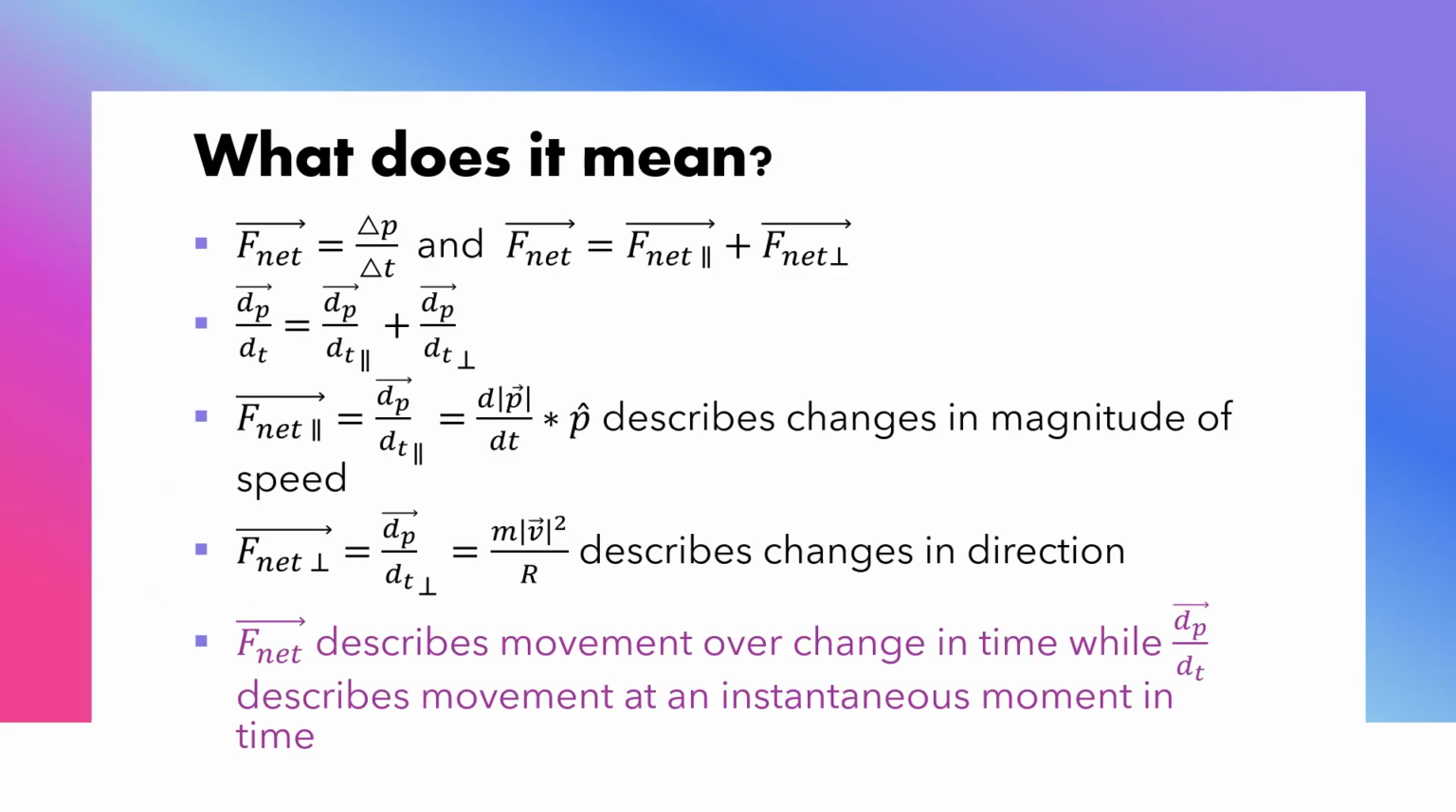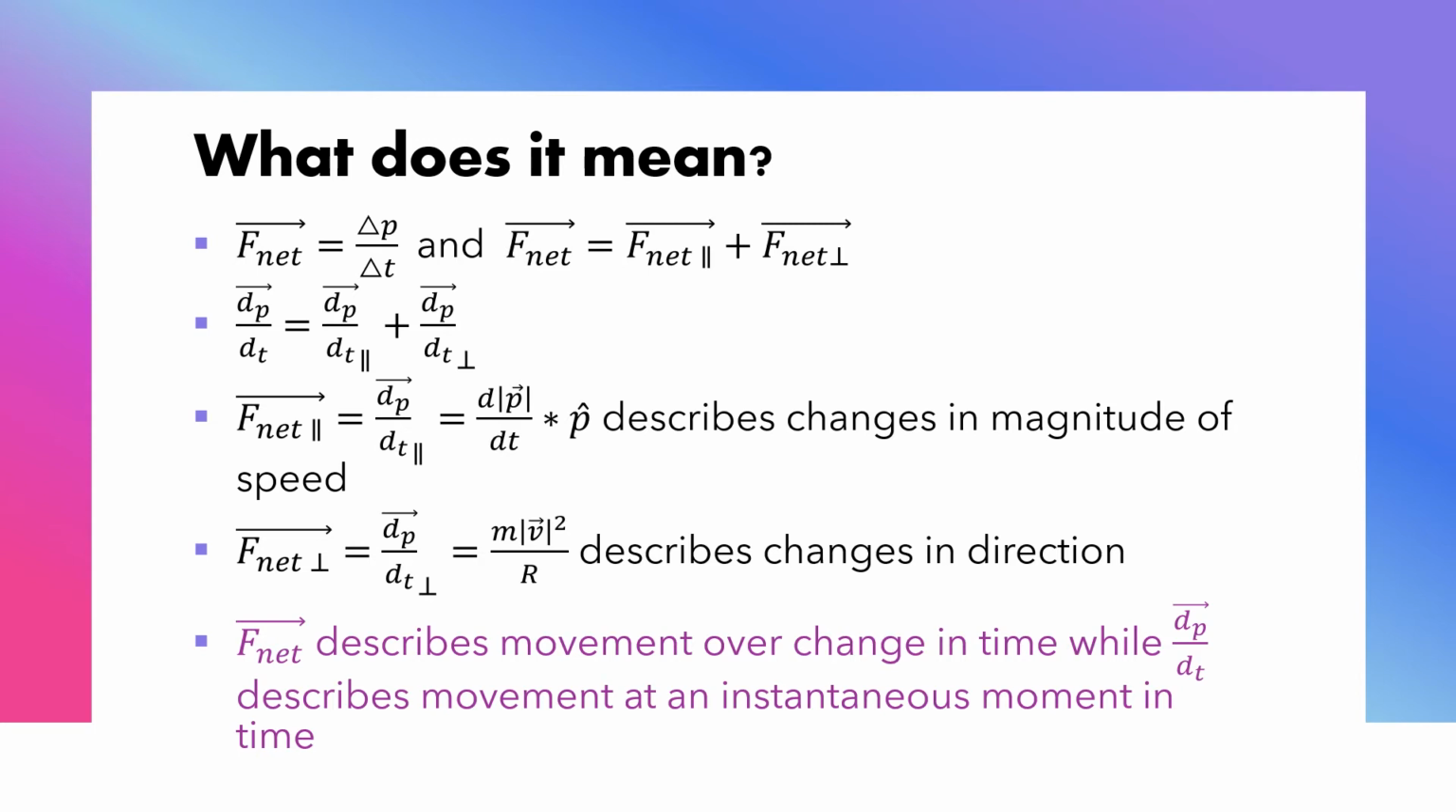From Newton's second law, we know that the net force is equal to the change in momentum over the change in time. If we take the derivative of that, we get dp/dt, which describes motion at an instantaneous point in time. With this relationship, we know that dp/dt is equal to dp/dt parallel plus dp/dt perpendicular. We can also see that dp/dt parallel describes changes in the magnitude of the speed, while dp/dt perpendicular describes changes in the direction of movement.